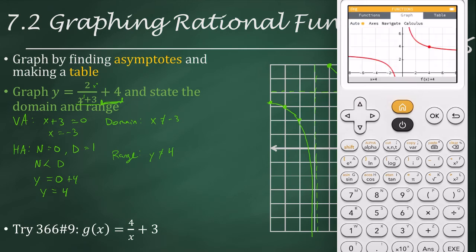And it looks like that. You can see there's a vertical asymptote at x equals 0 and a horizontal asymptote at y equals 3.